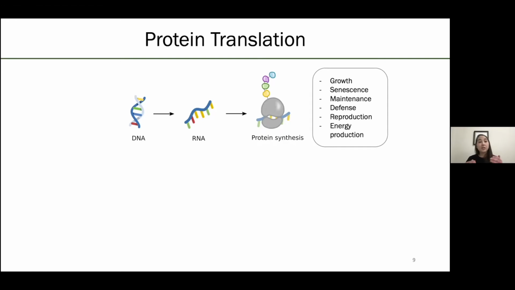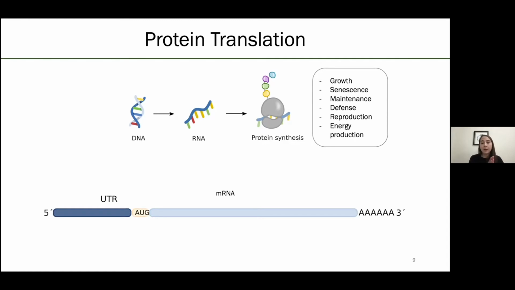So this means that if we are trying to understand how organisms work, we first need to understand how proteins function and how they are made. And so basically the protein synthesis process is based on an mRNA molecule, that is this RNA, and the mRNA contains a set of instructions on how to produce that protein. So this is the coding part of the message that will be translated into a protein.